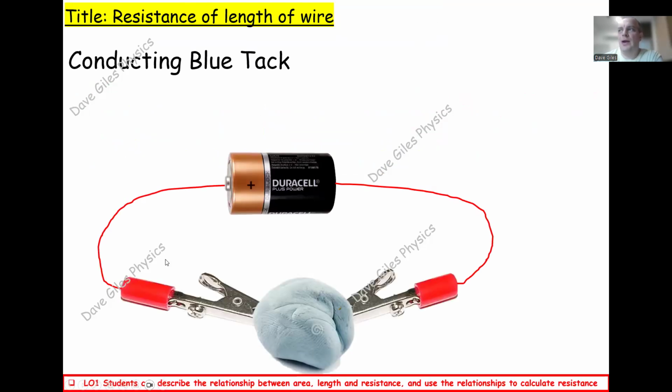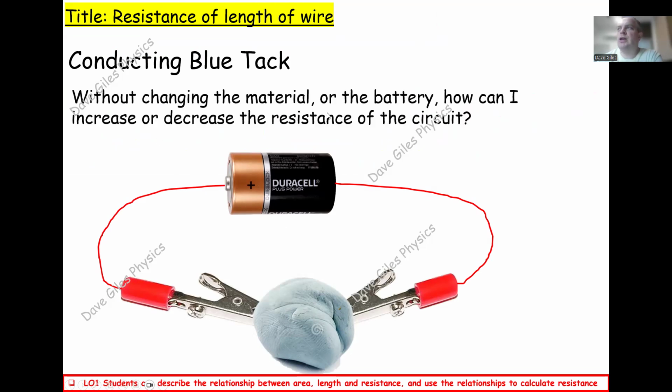So, quick question. I've got some conducting blue tack, which is a conductor, but does have some resistance. Without changing the material, so I can't change the kind of blue tack I'm using, and I can't change the battery, how can I increase or decrease the resistance of the circuit? Give you a few seconds to think about that.